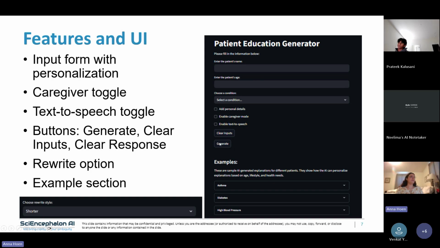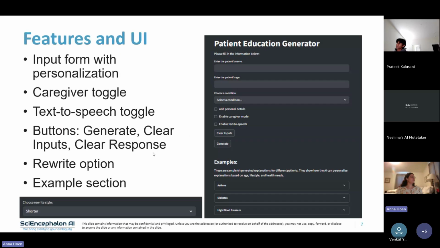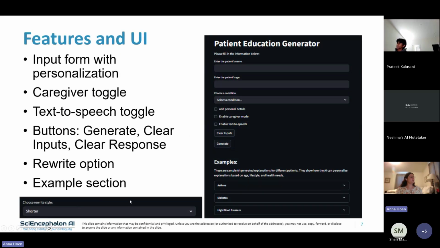And then there's a generate button that generates the content. And then once you generate, there's also a clear response button, which clears the generated response instead of you having to scroll back up. And then there's also the rewrite option where you can choose how you want to rewrite it, like shorter. And there's also at the bottom an example section with expandable boxes for different examples.